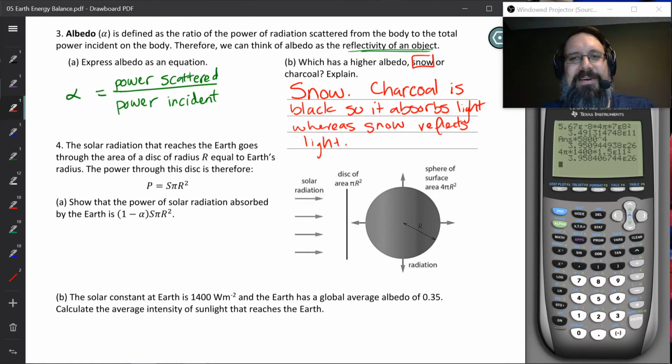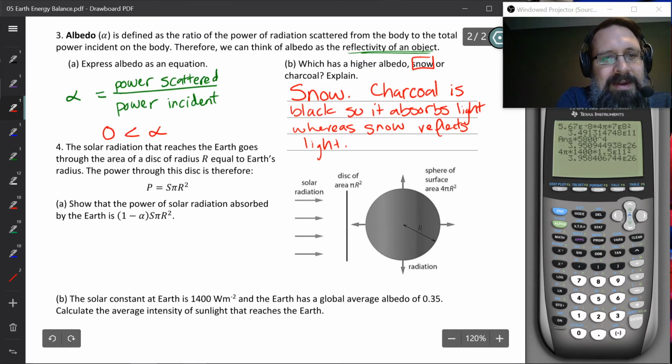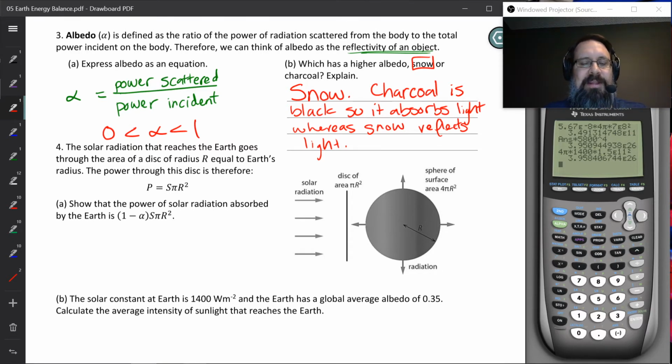snow has a high albedo, charcoal has a low albedo. So albedo is the reflectivity. Albedo is always going to range between 0 and 1. So 0 means none of the light gets reflected, and 1 means all the light gets reflected. So this is a good question.